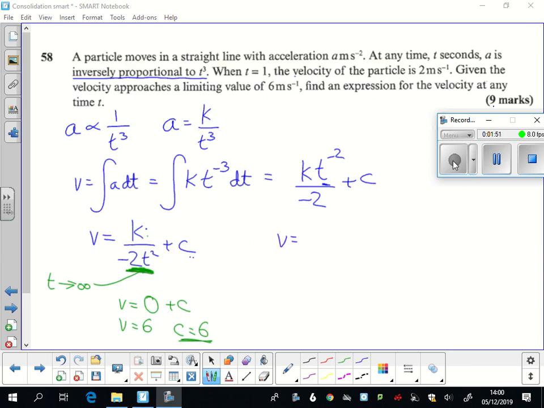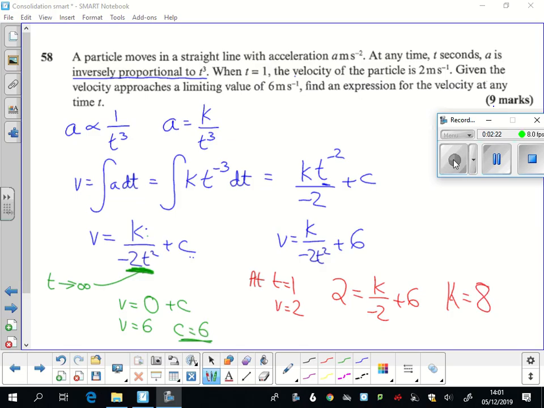So the velocity is equal to k over minus 2 t squared plus 6. But the other thing we're told is that at t equals 1, the velocity equals 2. So we can just put 2 equals k over minus 2 plus 6. So take away the 6, divide by the minus 2. That gives me k is equal to 8. Sorry, I said divide, one at a time. Take away the 6 and times by the minus 2. So I've got k is equal to 8.